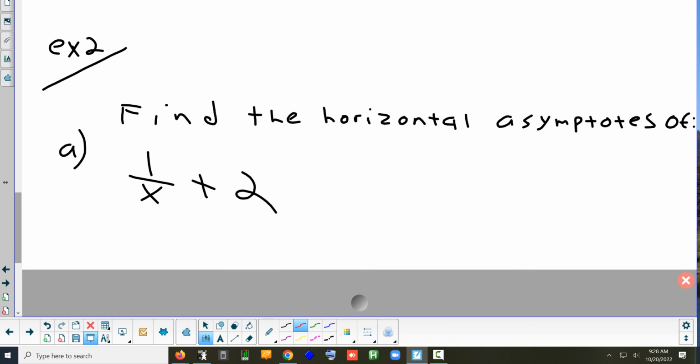So let's find the horizontal asymptote of this. Look at that problem, and first focus on the part with the x. I just want to know first, what would happen to what's inside that red box as x continues to get bigger and bigger? What would the number in this red box be getting closer and closer to? Zero. So this red box is getting closer and closer to zero. And if you take a number that's extremely close to zero and you add two to it, what do you basically get?